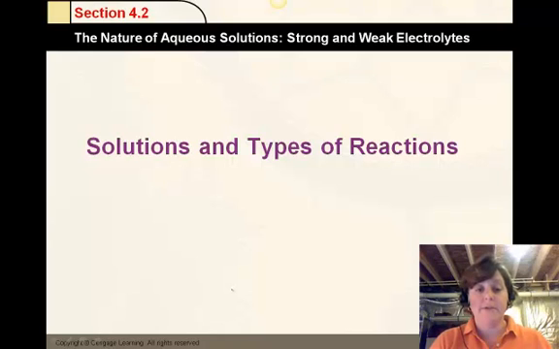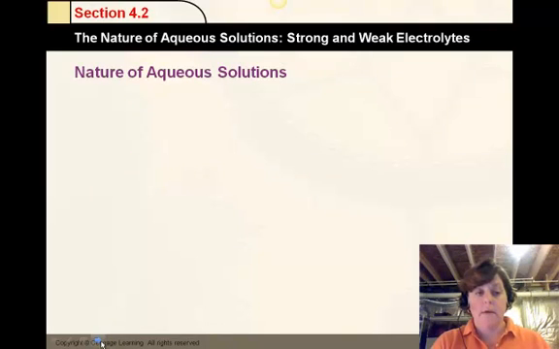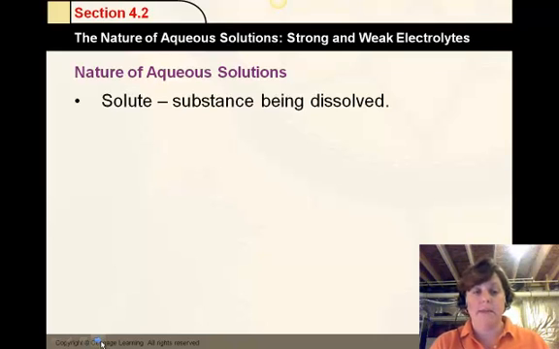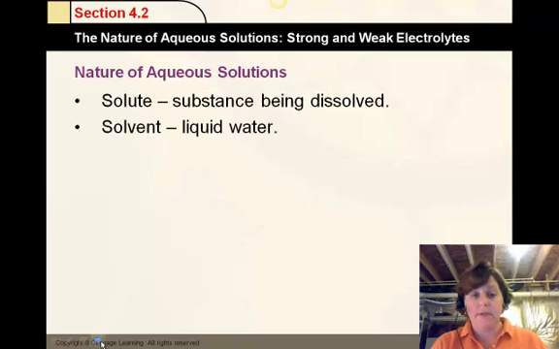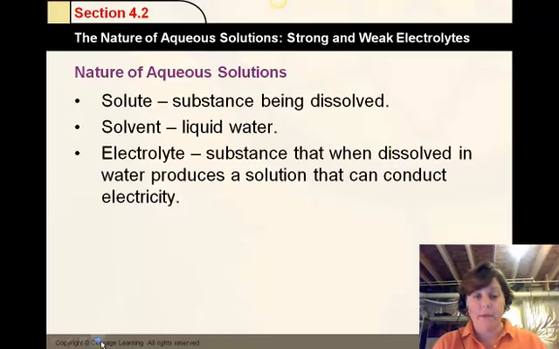This topic is solutions and types of reactions. And there are different kinds of solutions. The ones we're going to be looking at are aqueous, which remember means that they're dissolved in water. A solute is the substance being dissolved. So if you're making sugar and water, it's the sugar that is the solute. The solvent, because it's aqueous, is the water.